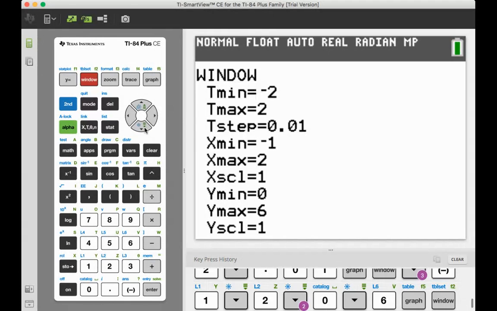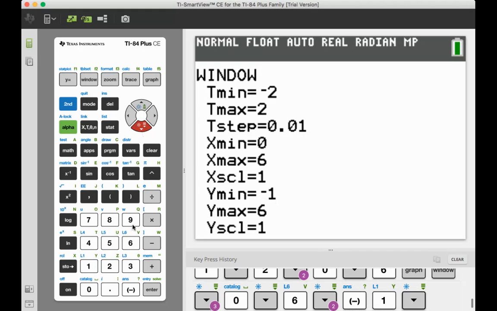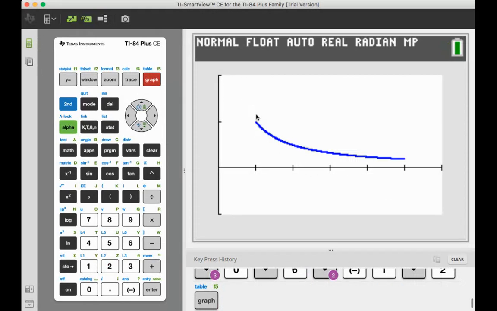And I'm realizing I set my x's and y's wrong. I need my x to go from 0 to 6. So that was a learning moment. And my y's to go from -1 to +2. So now we see a curve that looks more similar to what we had graphed.